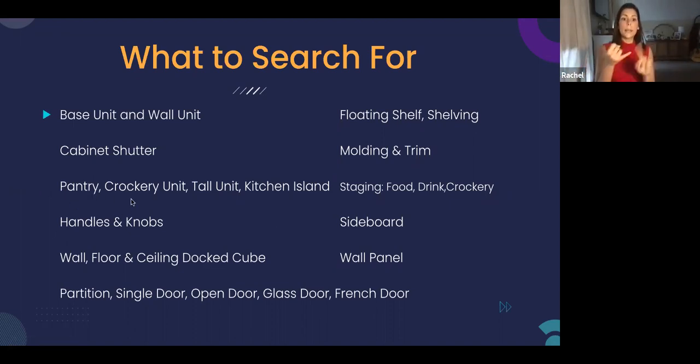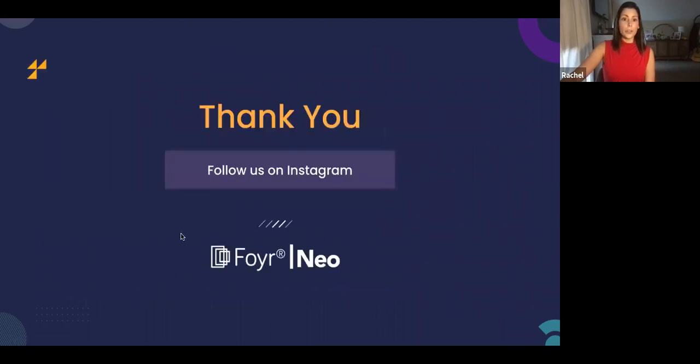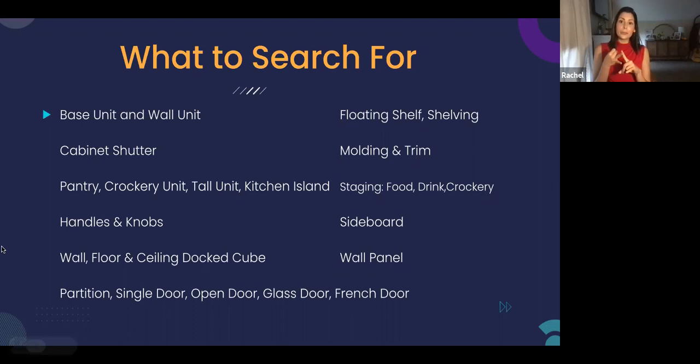Next, for pantries. Pantry, crockery unit, a tall unit, which is similar to a single door pantry shutter that you might find at Home Depot. And also sideboard down here will give you results for kitchen items. You can search for kitchen island directly, and there's lots of really nice items, or we'll go over today how to build that custom. Handles and knobs is where you're going to find all of those. Wall, floor, and ceiling docked cubes are going to be your best friend in the software pretty much always, but I'll show you where you can use these or where it might be a better option to use the Create New Product tool, depending on what you're doing.